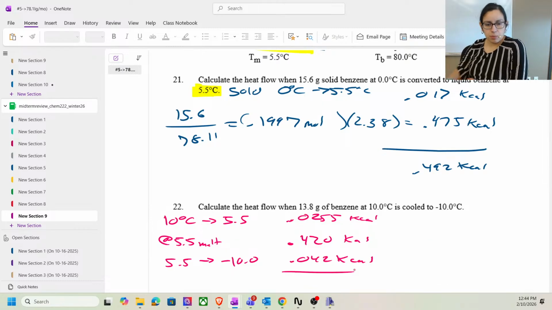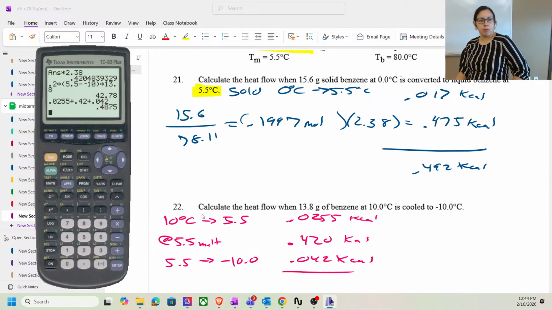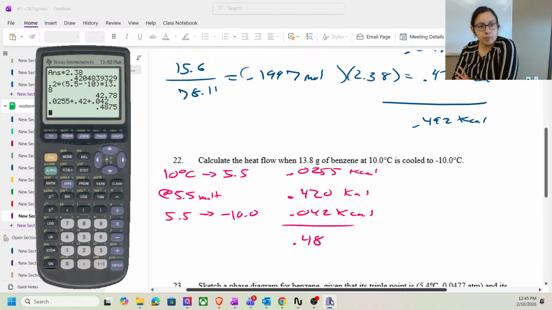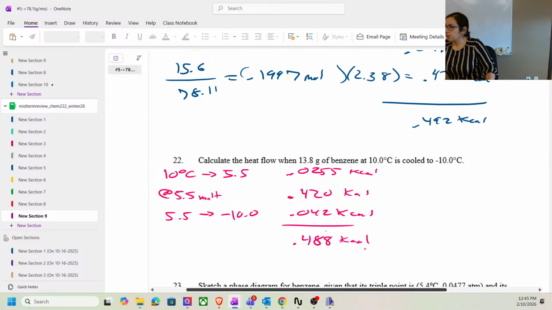And again, double check all my numbers. Now we'll add up for our final answer: 0.0255 kcals plus 0.42 plus 0.042. And so I get about 0.4875 kcals total. Questions on that one? Feeling okay about that one?